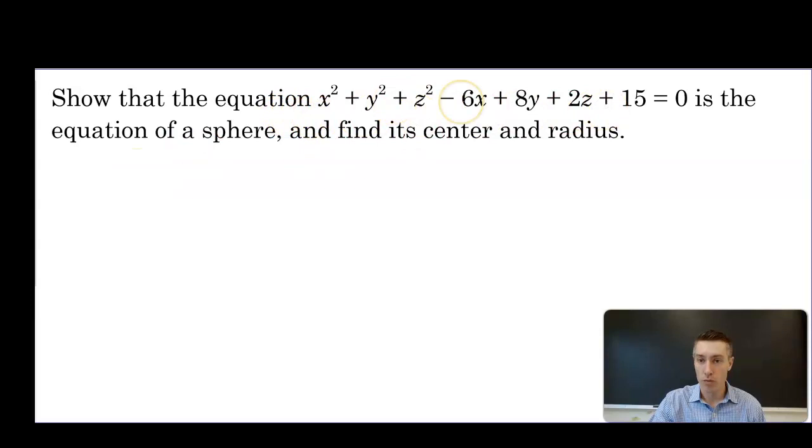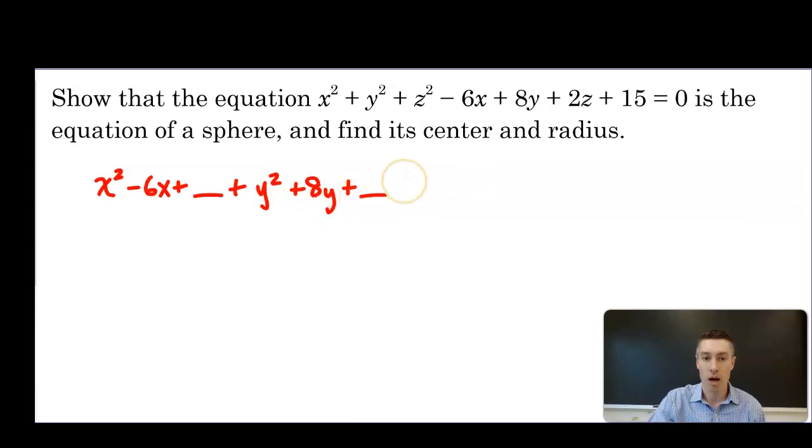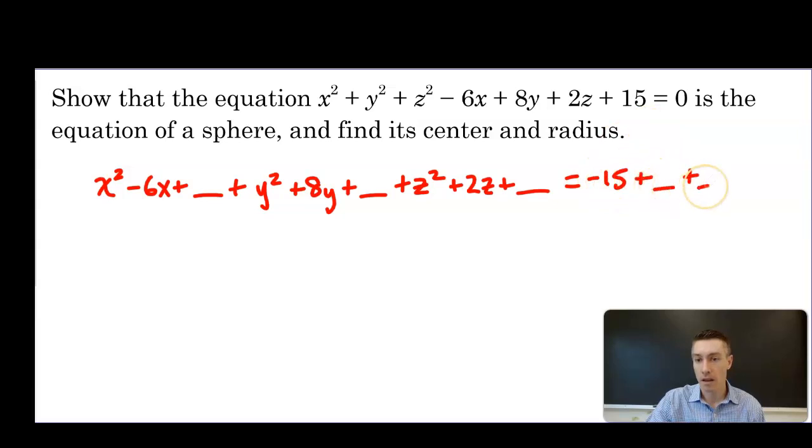So let's rearrange the equation. So x squared minus 6x plus the value for the x's to complete the square, plus y squared plus 8y plus the value for the y's, plus z squared plus 2z plus the value for the z's. We'll move the 15 over, so negative 15. And then we'll add those three values from the left side to the right.